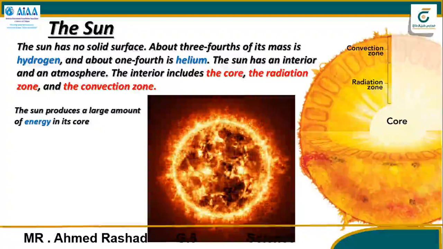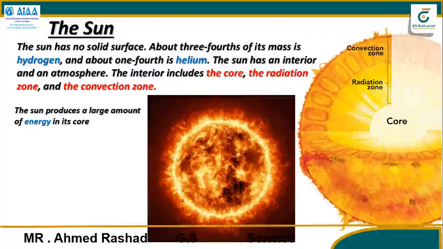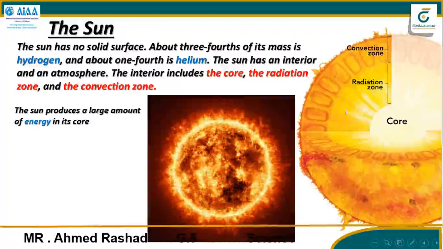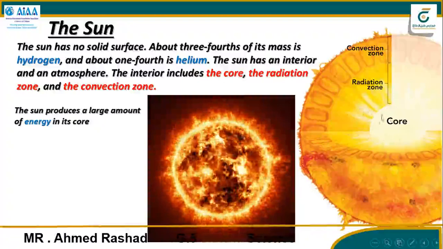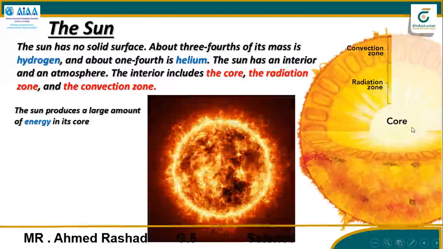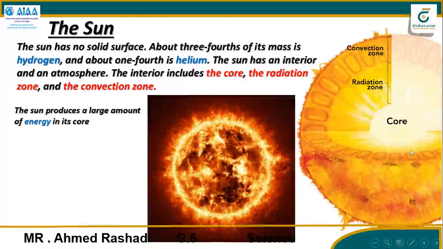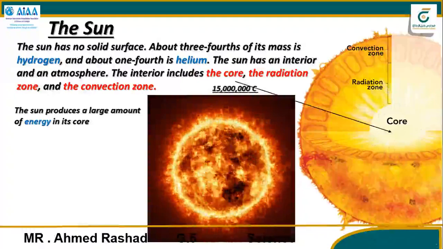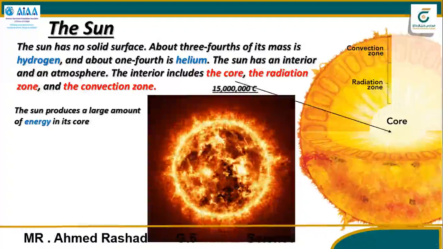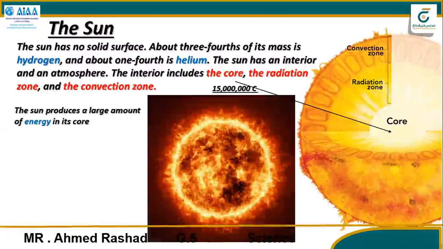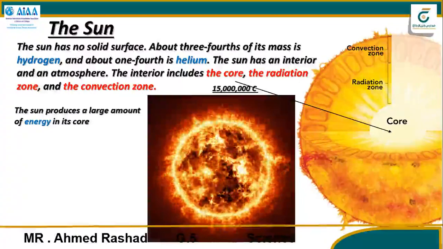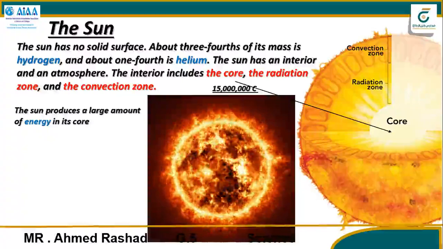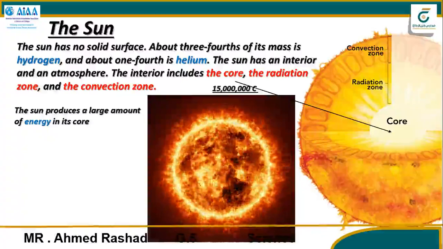So the Sun has a high temperature. Do you think about the core, the source of all the energy of the Sun, that has a high temperature? The core is 15 million Celsius. That's a large amount of heat. So 15 million Celsius is a large number for the core, or center, of the Sun.